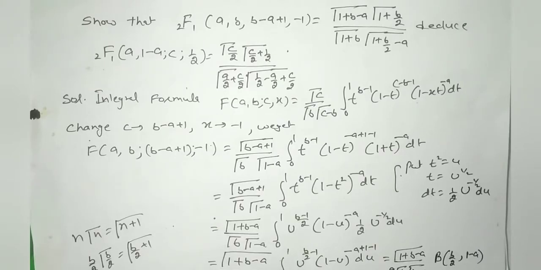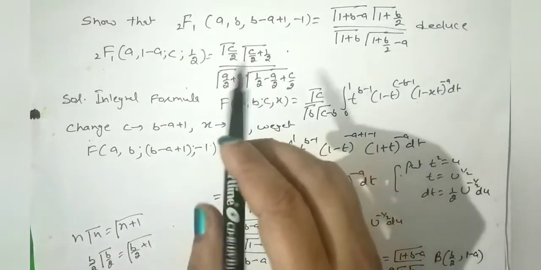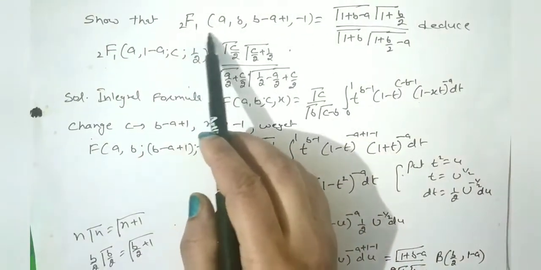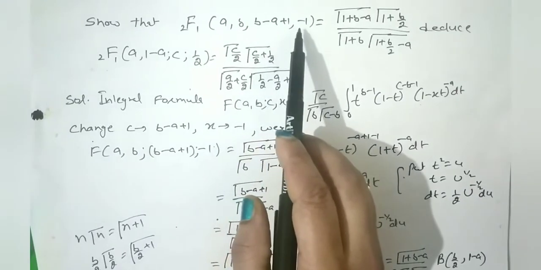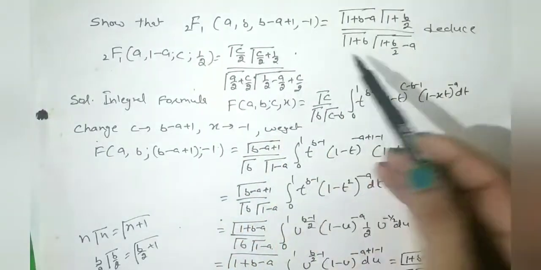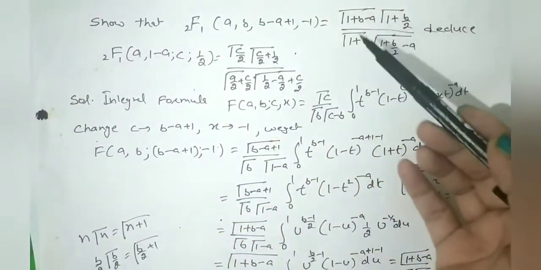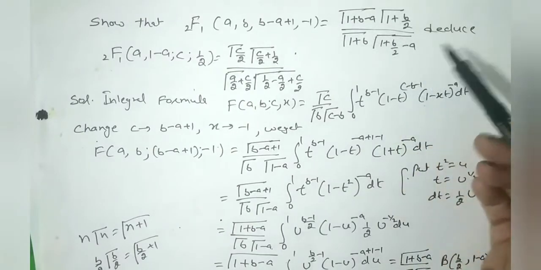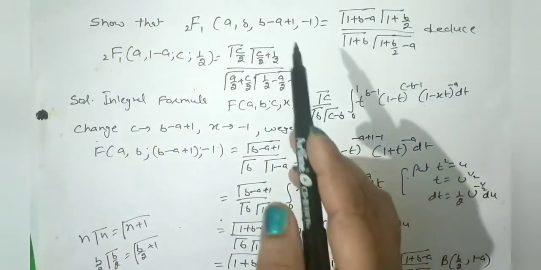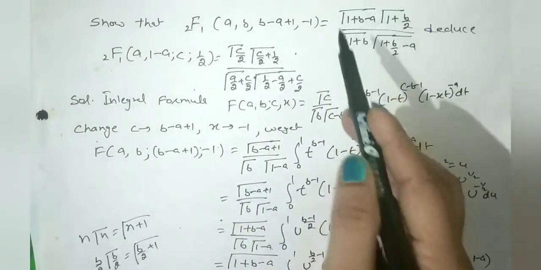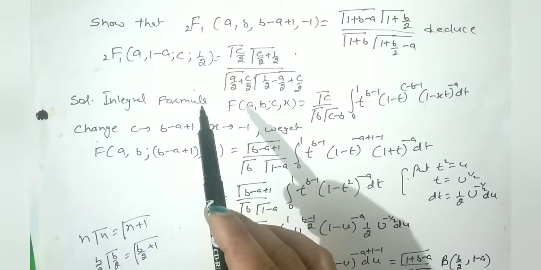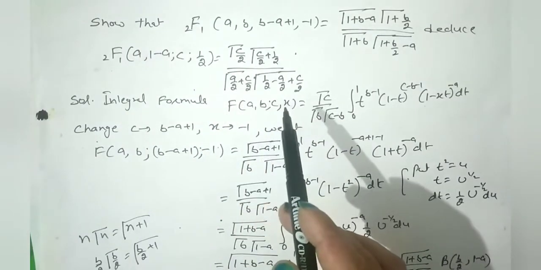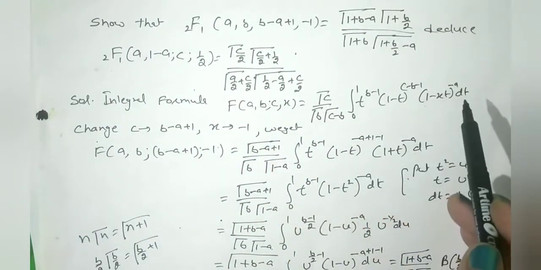Now here are some examples from hypergeometric function. The first one is, show that F(a, b; b − a + 1; −1) is equal to this. This is expressed in terms of gamma function, and deduce this result. So first of all, we know that this expression comes in the integral formula of hypergeometric function. So we are using the integral formula of hypergeometric function, which is this.